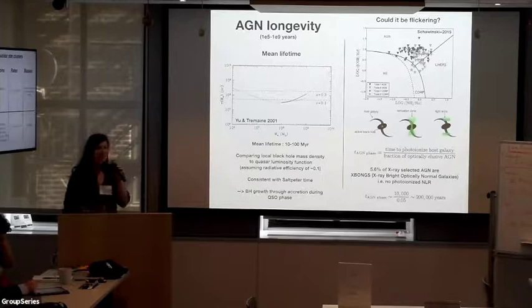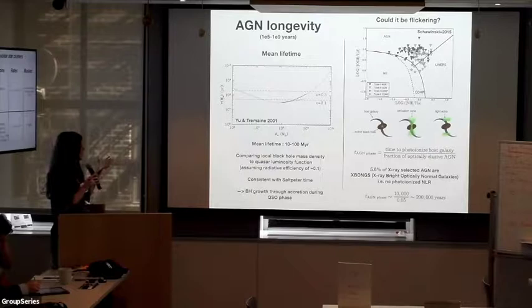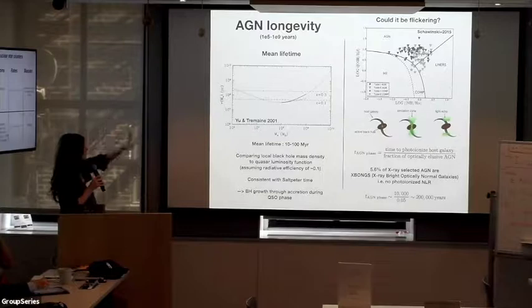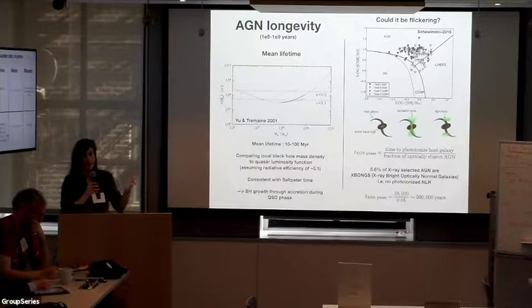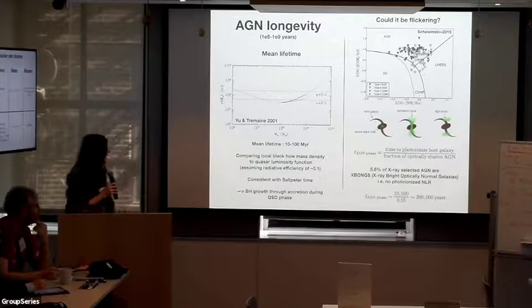On the longevity, this is where a lot of the uncertainty, I would say, comes from. There's been a lot of work for many years on the mean lifetime of an AGN, how long it lasts. You can do that by comparing the number density or the black hole mass density to the quasar luminosity functions, and you can assume that the radiative efficiency is around 0.1. You get that the mean lifetime for AGN activity is something like 10 to 100 mega years. And that's consistent with the Salpeter timescale.